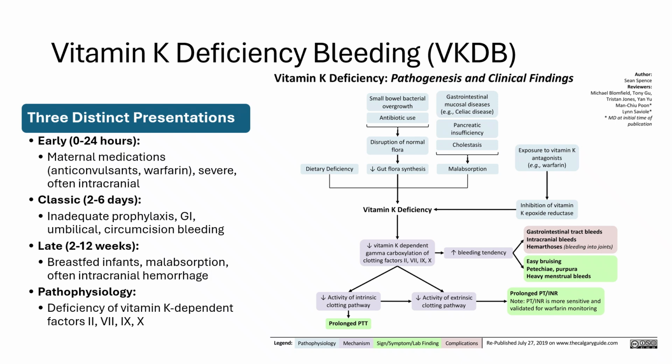malabsorption. Cholestatic liver disease, cystic fibrosis, or chronic diarrhea impair vitamin K absorption despite prophylaxis. These infants present catastrophically. Over 50% suffer intracranial hemorrhage. The mortality and morbidity remain substantial, with many survivors experiencing permanent neurological sequelae. The pathophysiology flowchart illustrates how deficiency of vitamin K-dependent clotting factors leads to the characteristic laboratory findings and clinical manifestations we observe across all 3 presentations.